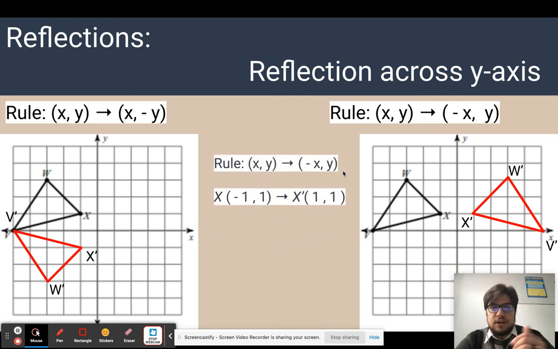So again, if we look at our rule, the rule becomes x comma y now becomes negative x comma y, where x was negative 1 comma 1. Now we just change the sign of x, which in this case it started out as negative, right? Doesn't mean we're making the x negative, it just means we're changing the sign. Started out negative, now we make it positive. So our x prime is now 1 comma 1. Okay. Again, I showed just one example and just one point, but if we did this for all the points, you would notice that all of them would be correct because they all follow this same exact rule.